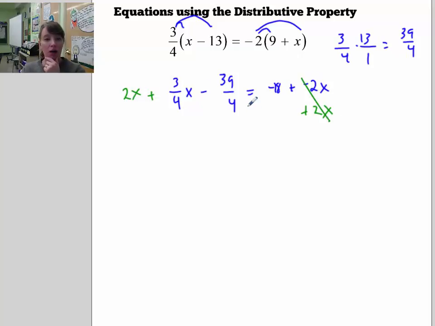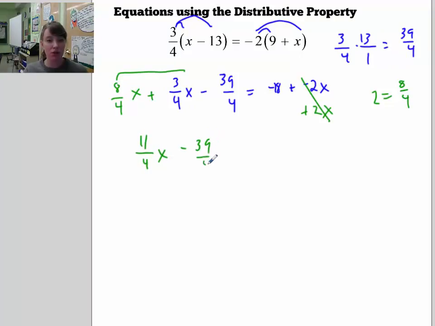Okay. And you know what, instead of writing 2, what I should write, because I know eventually I'm going to have to get a 4 in the denominator, 2 is the same as, what is it, 8 over 4, right? So I'm going to strategically write this as 8 over 4 because I know I'm going to have to add these two together. Okay, so now I have these coefficients. They're ready to add together. I add the numerators to get 11 over 4x minus 39/4. And that's equal to negative 18.